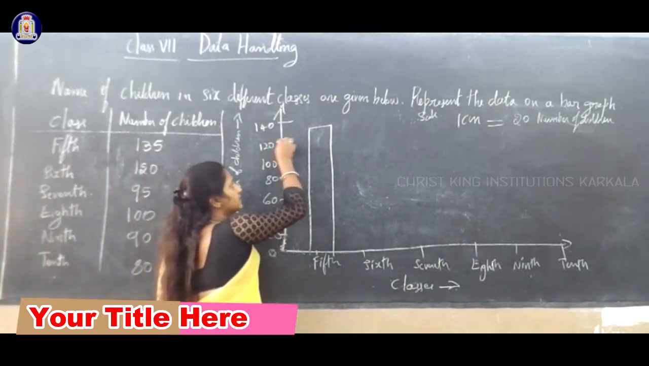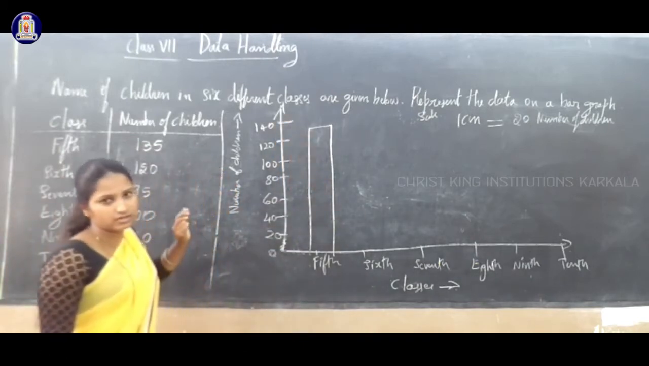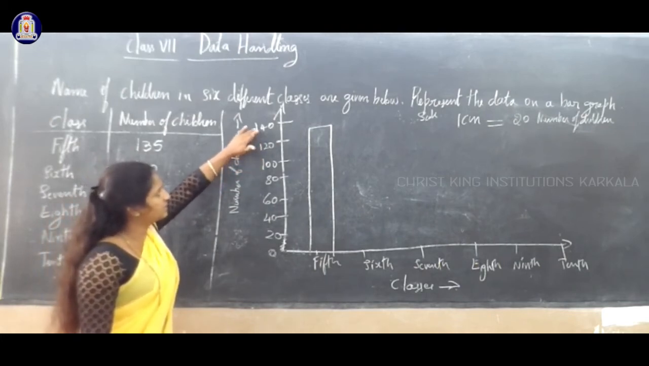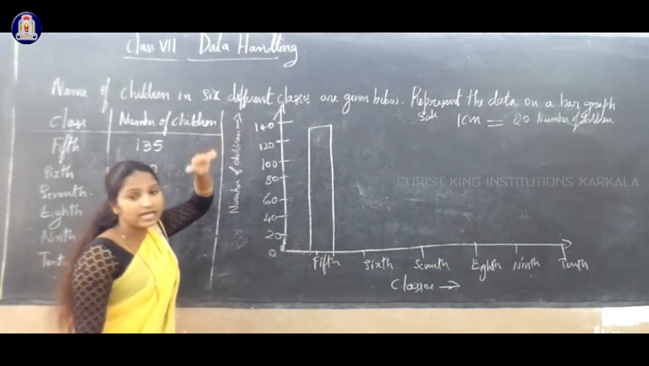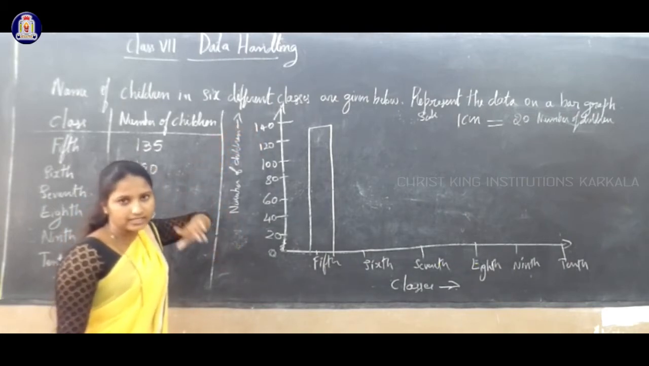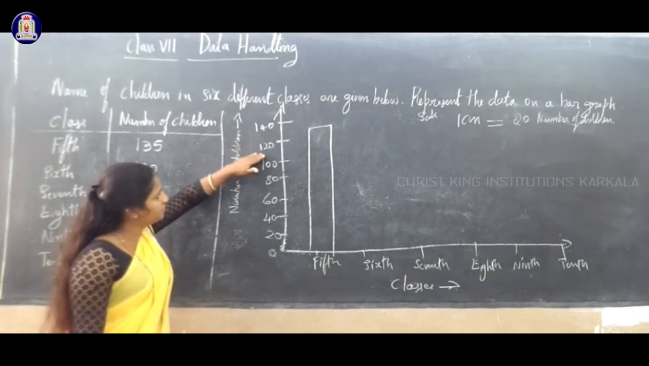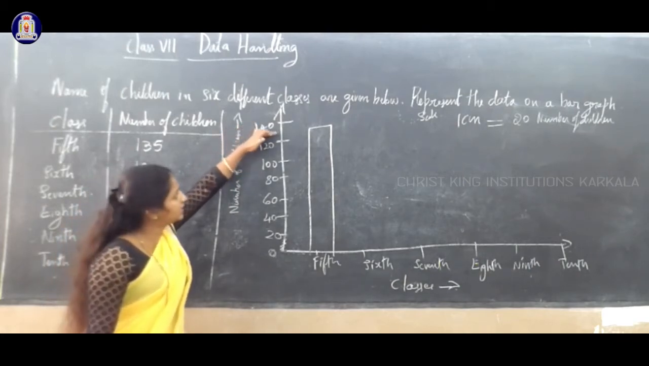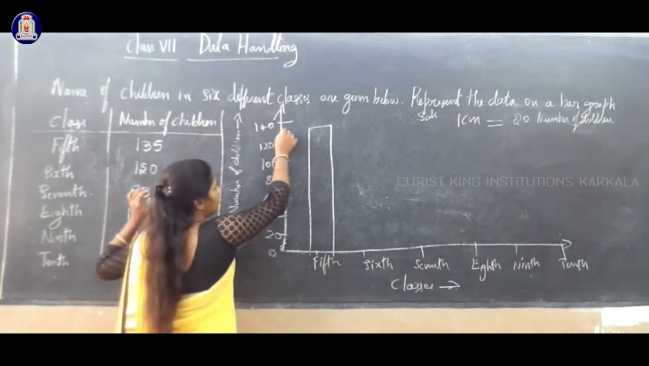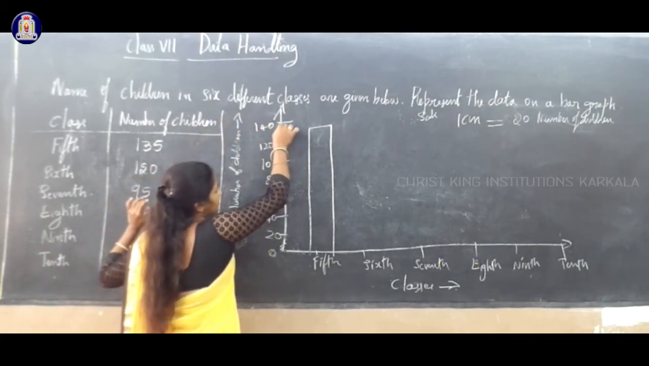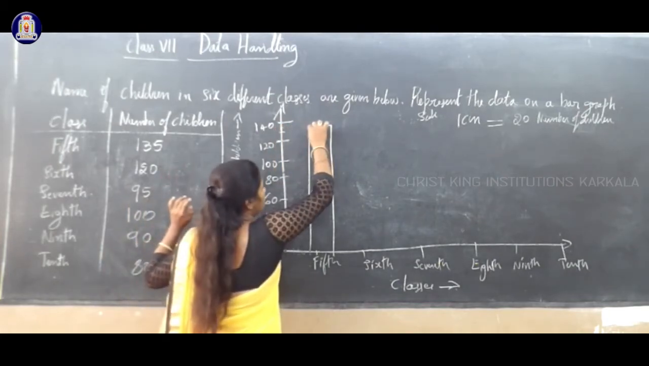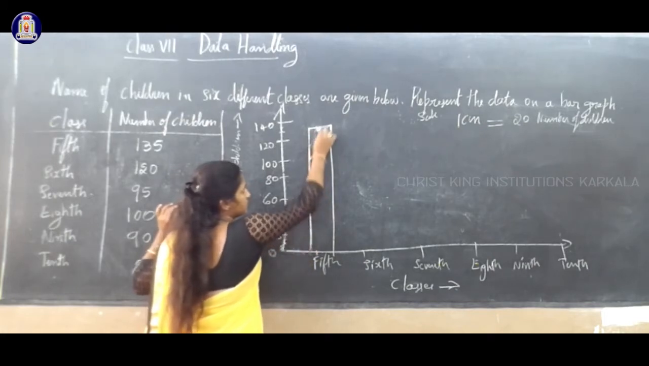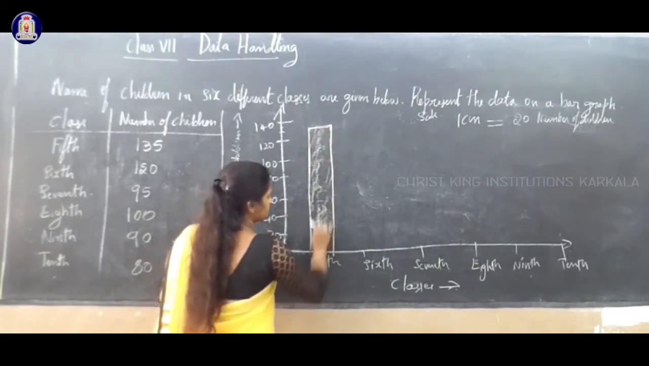Here we can see 135 is not written, but we can assume that 135 is lying between 120 and 140. Correct? 135 comes in between 120 and 140. Clear? So now we can see 130 is in the middle. So now 135 is exactly here. Correct? So draw a straight line. Okay? So this is a bar graph. First, if you want, you can shade like this.